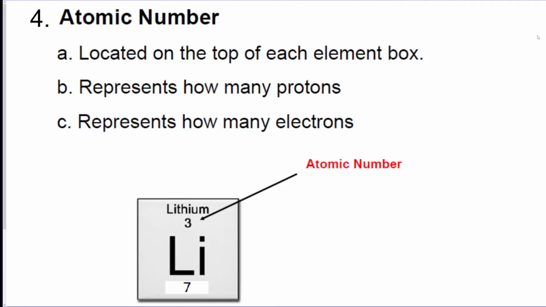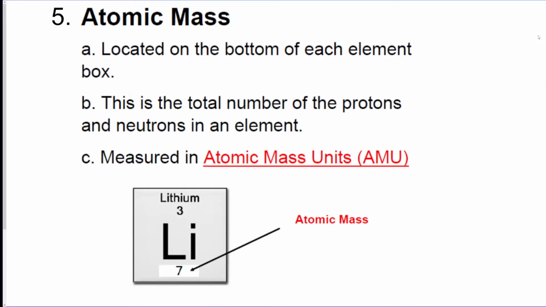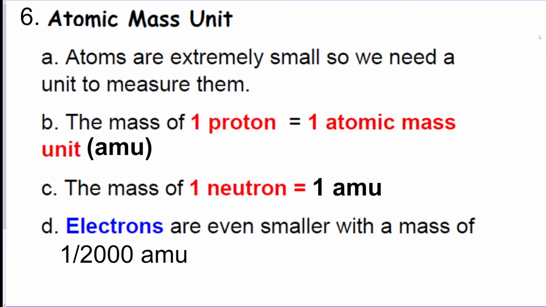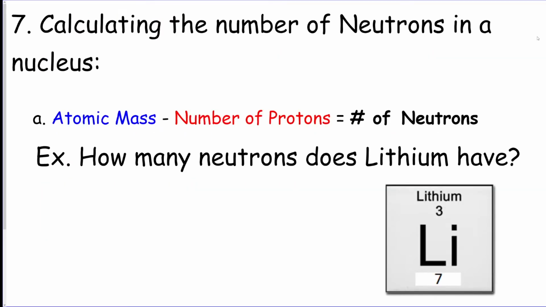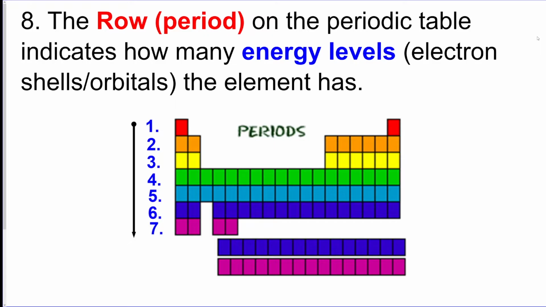The atomic number is the number on the top, and this is going to tell us how many protons and electrons are in the atom. The atomic mass on the bottom is going to be able to tell us eventually the number of neutrons, and it's measured in atomic mass units, which is a very, very small unit of measurement. In terms of atomic mass unit, the proton is 1, the neutron is 1, and the electron is 1/2000th of one atomic mass unit. To get the neutrons, you're going to take that bottom atomic mass number and subtract it from the top number, which is the atomic number, or the number of protons.